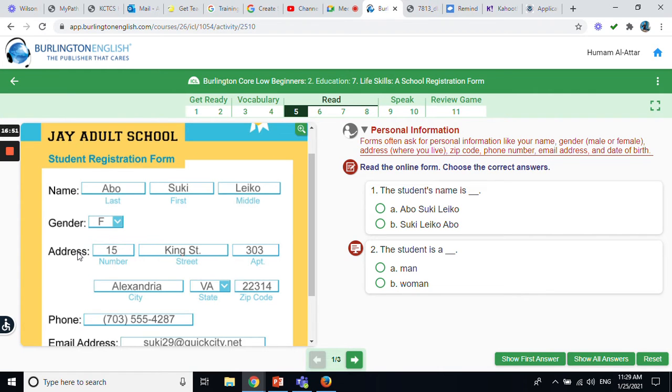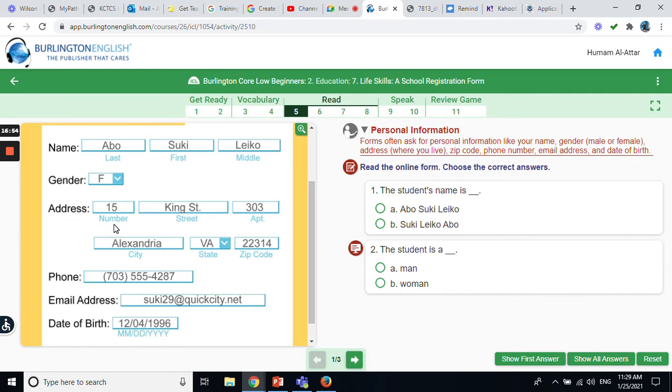Okay. The address, 15 King Street, 303, Alexandria, VA, zip code 22314. Okay. So every address starts with a number. Then this is the land number or the property number. Then the name of the street. This is the name of the street. If you live in apartment, this will be the apartment number.